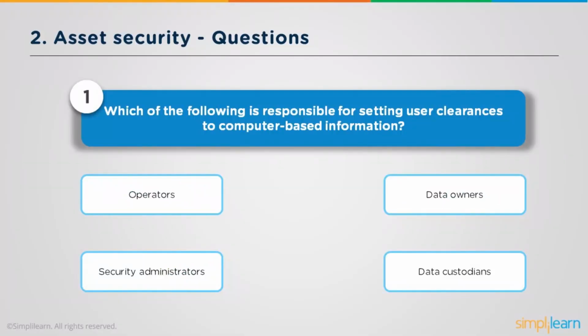The first question in domain 2: which of the following is responsible for setting user clearances to computer-based information? Is it operators, data owners, security administrators, or data custodians? Understand the question. Who is responsible for setting your user clearances to computer-based information? The correct answer is security administrators. They are responsible for setting the user clearances. Who is going to be responsible for allowing the user clearances? That's going to be data owners.